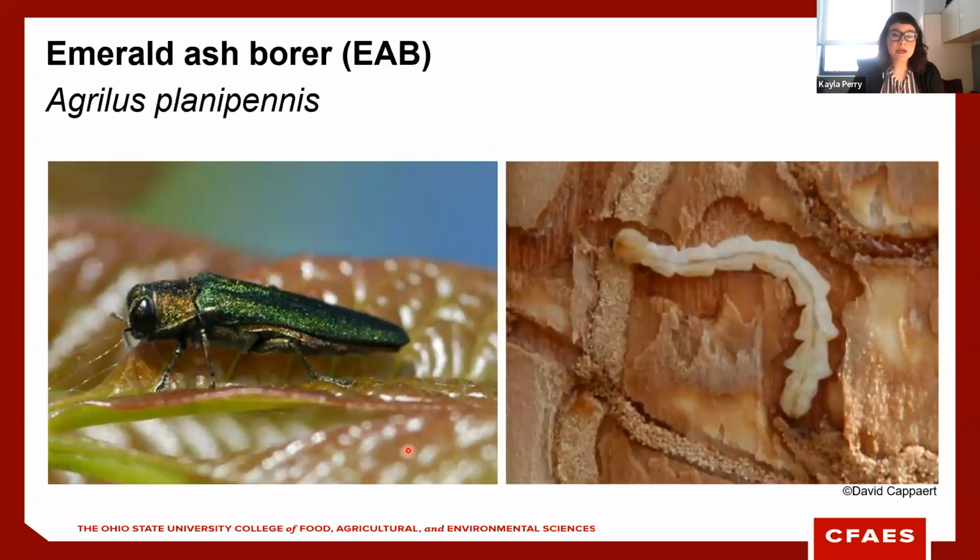So this is a buprestid beetle. It's a wood boring beetle native to Asia. It was first detected in 2002 near Detroit, Michigan, but was likely introduced in the early 1900s. And so far, this beetle has spread to many states in the US, also into Canada, and every species of North American ash that it has encountered so far has been susceptible to some degree. And there's also evidence that white fringe tree may be a suitable host for EAB as well.